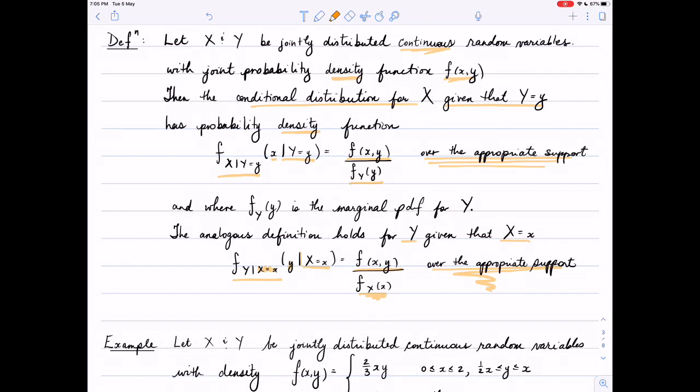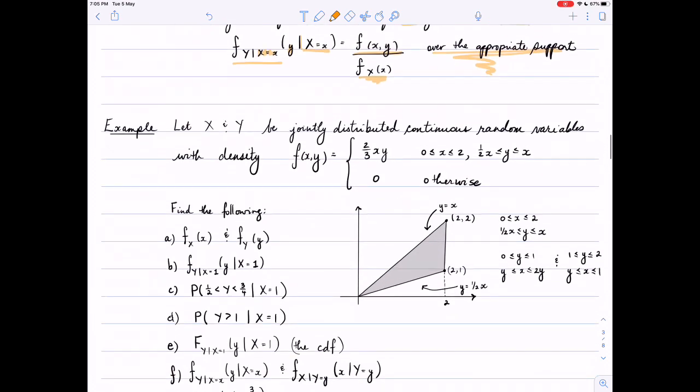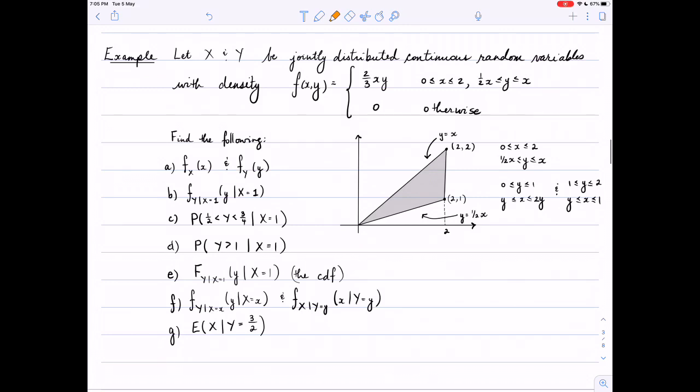So let's look through a continuous example. Let x and y be jointly distributed continuous random variables with density given here over this support. So 2/3 xy over the support given there. That support turns out to be exactly this region here, from x equals 0 to 2, and y from 1/2 x to x. So it is that triangle there.